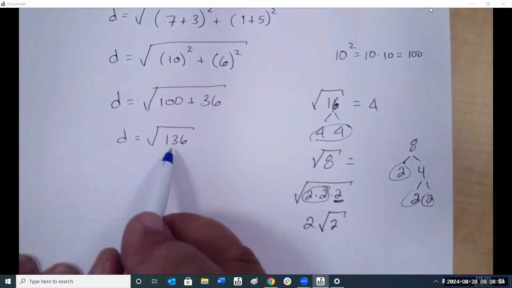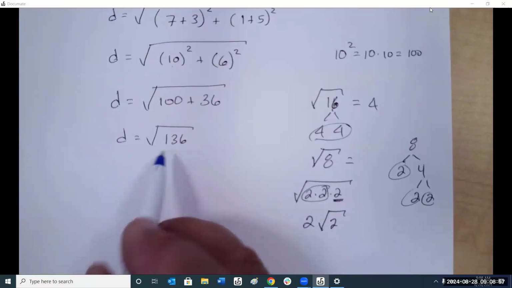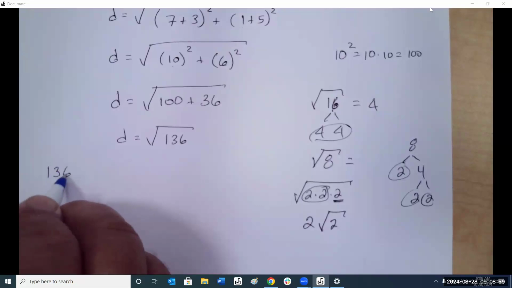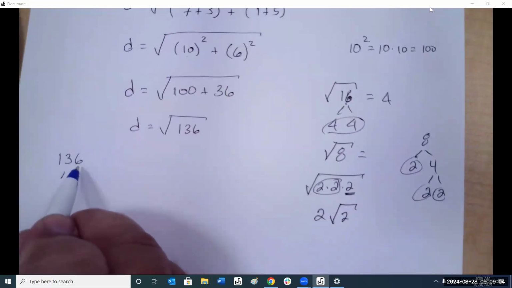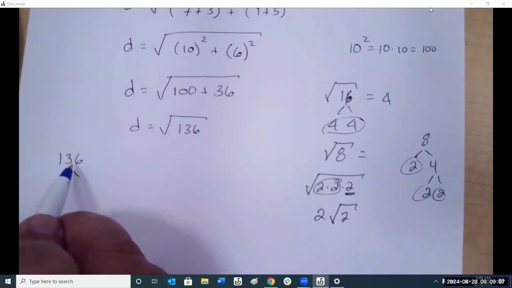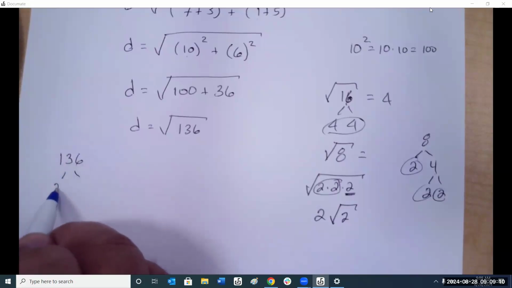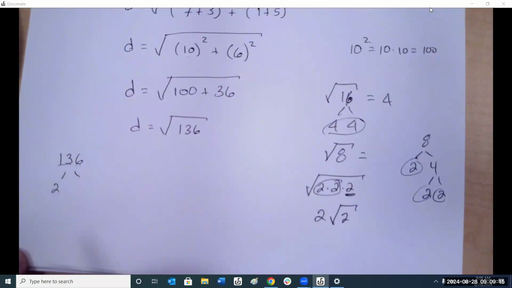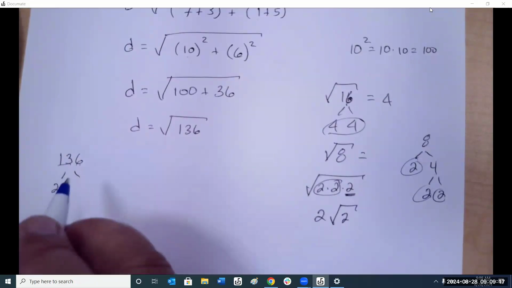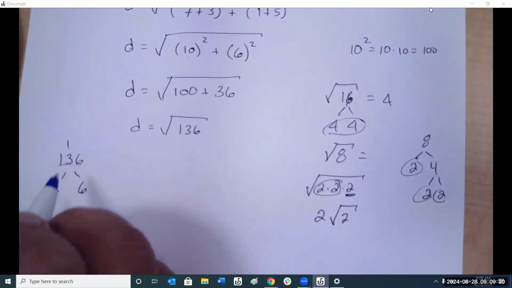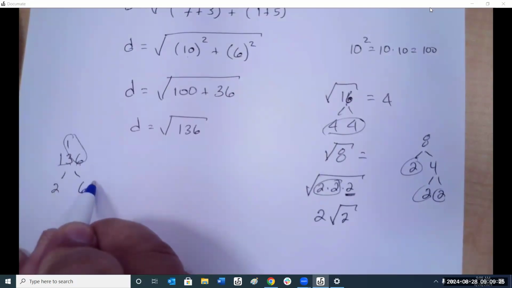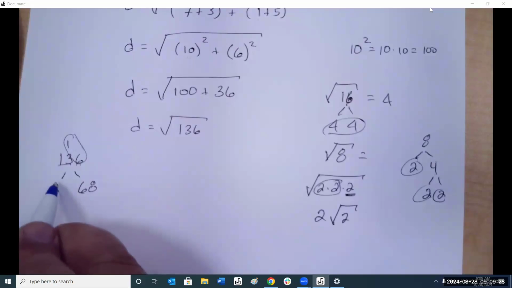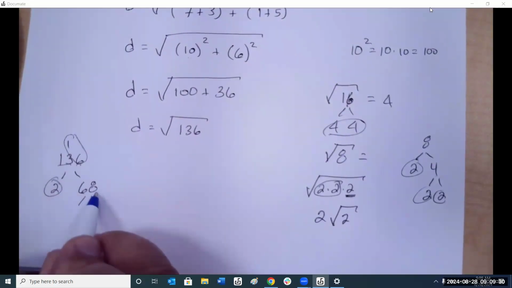So we do the same thing with 136. What is 136 made up of? Since it ends in an even number, we know it's divisible by what number? We know 2, because it ends in an even number. 2 goes into 13 how many times? 6, with 1 left over. 2 goes into 16 how many times? So there's one number, 68.